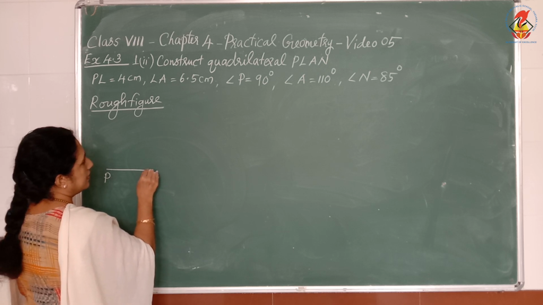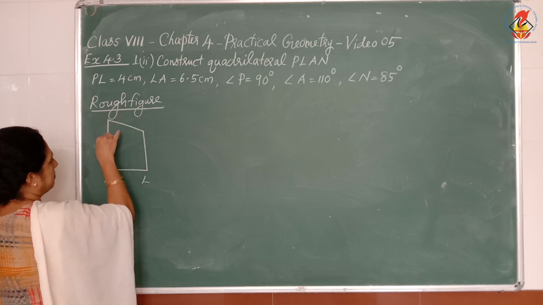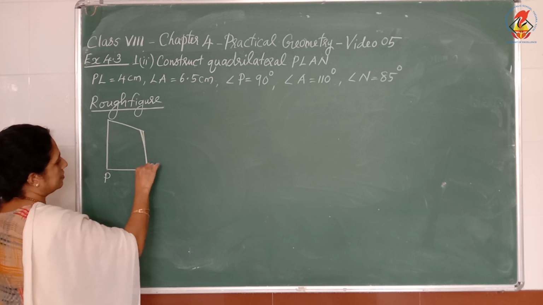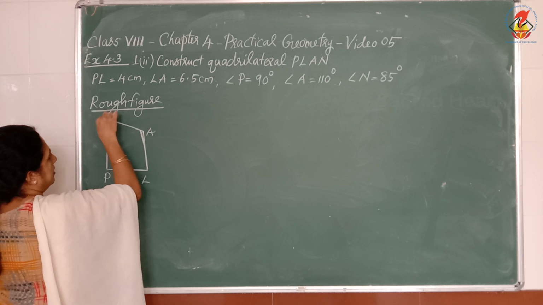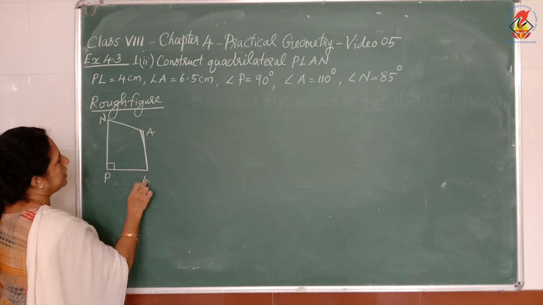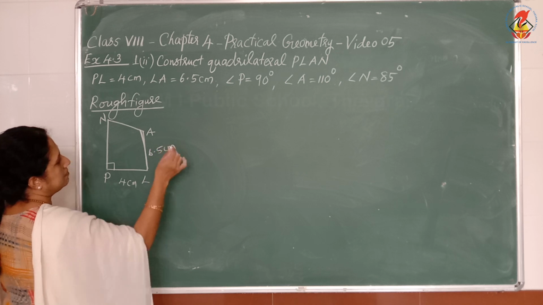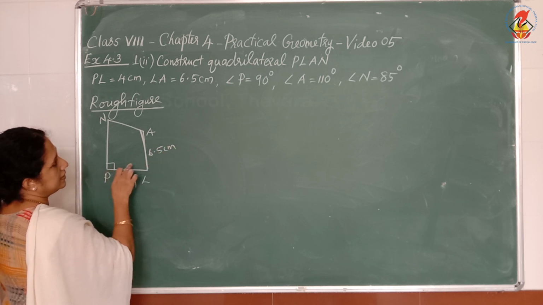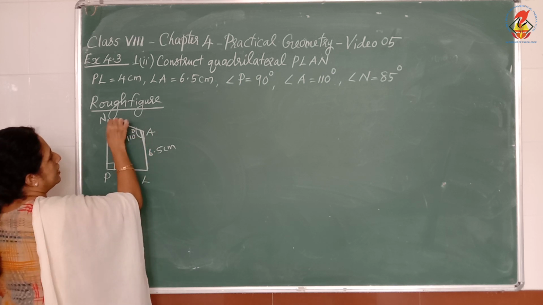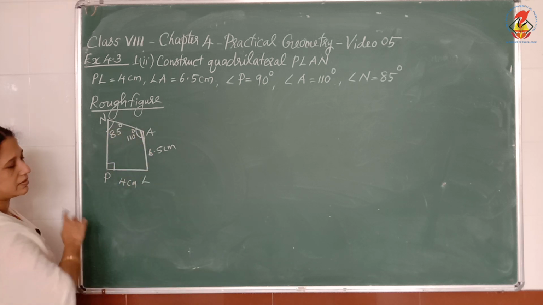Then we have P, L, A, N. P is 90 degree. L is not given. PL is 4 centimeter. LA 6.5 centimeter. Then angle P 90 degree. L is not given. Angle A 110 and angle N is 85 degree. So we have the rough figure.